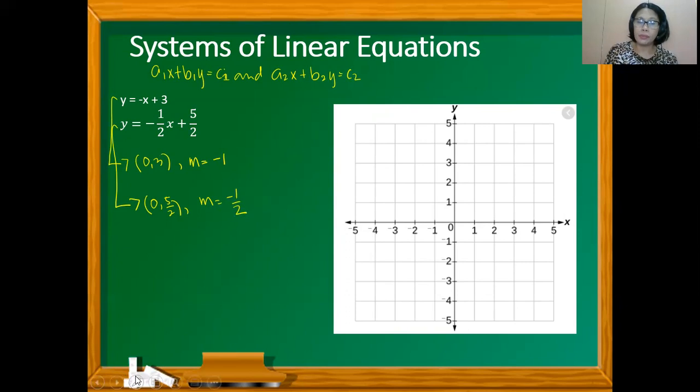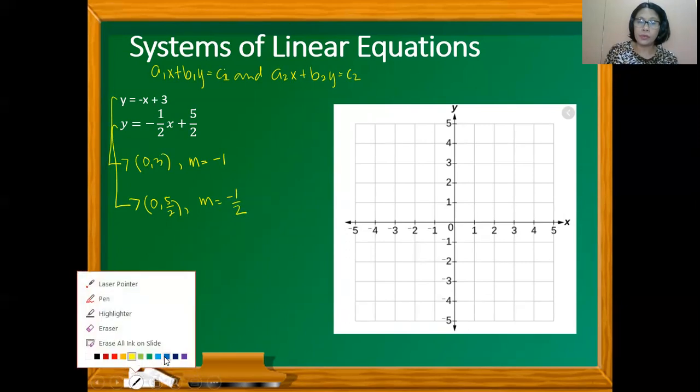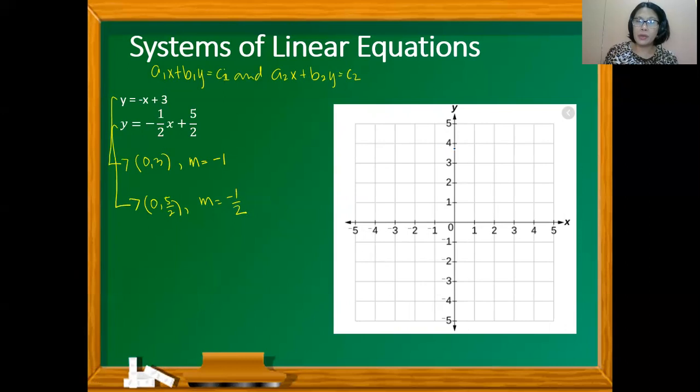So plotting (0, 3), and then considering the slope -1, we will move down by 1 unit and then run to the right by 1 unit. So we are able to identify 2 points from the first equation and then connect the 2 points. So this is the graph of y equals -x plus 3.